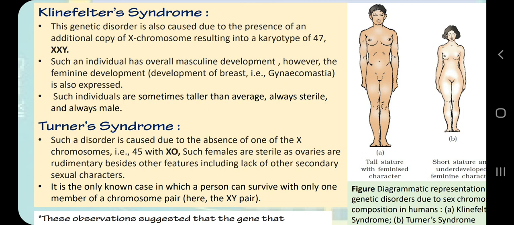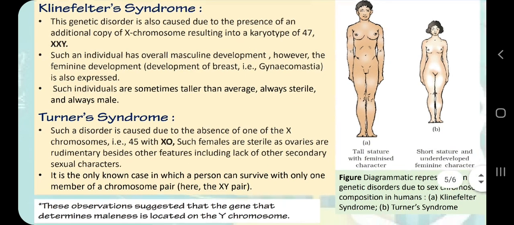So such individuals have overall muscular development. However, the feminine development of breast, gynecomastia, is also expressed. So these are abnormal males. That is why the diagram is also given, so that you can visually remember those characters. Such individuals are sometimes taller than average, always sterile, and always male. Why are they always male? As I have cleared, because of the presence of Y chromosome.